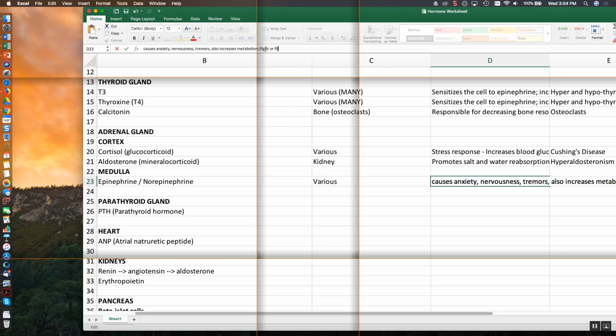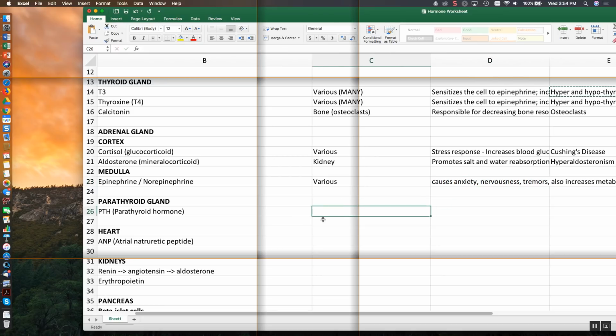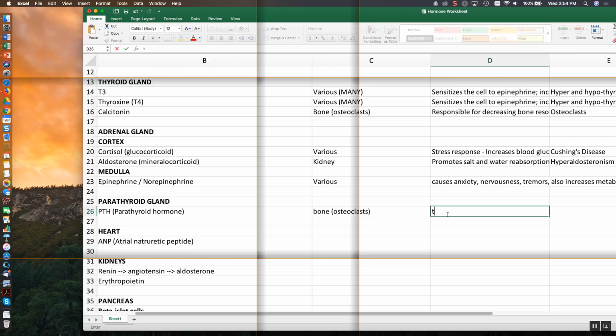Okay, parathyroid, going back. What is the target? I'd say bone. I'm going to put osteoclasts. So, how would parathyroid hormone be triggered? What triggers the secretion of parathyroid hormone? That's calcitonin. Yep. So, secreted in response to low blood calcium levels.